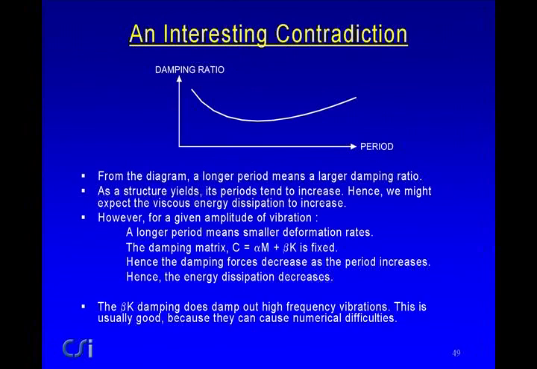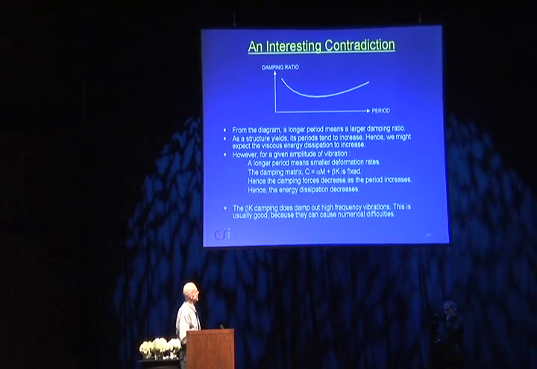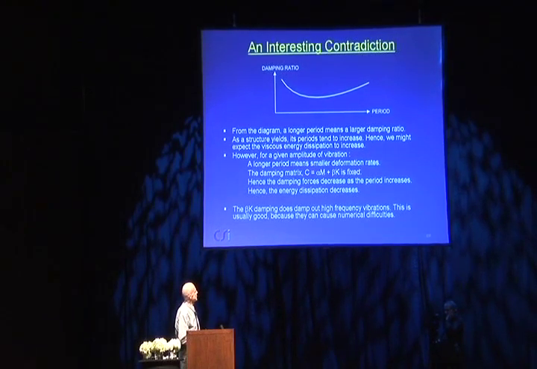Take a given amplitude of vibration, and suppose that the period is increased. So it's vibrating over a given amplitude, and it yields, and so the period increases. A longer period means smaller deformation rates, but the damping matrix C is a fixed quantity. If you have smaller deformation rates, this means you have smaller damping forces as the period increases. This means you've got less energy dissipation as the period increases. The point I want to make is that if you look at this curve, you think, oh yeah, as the period increases, I'm going to get more energy dissipation. In fact, the opposite is true, you get less. And it's just something to think about.